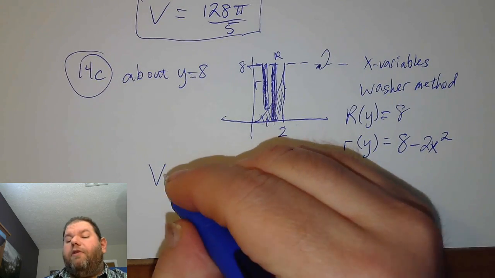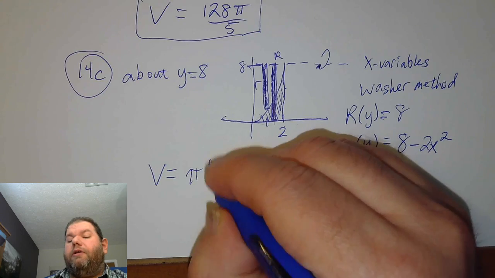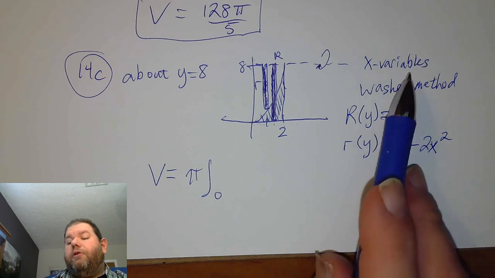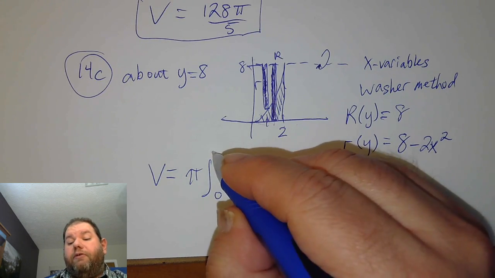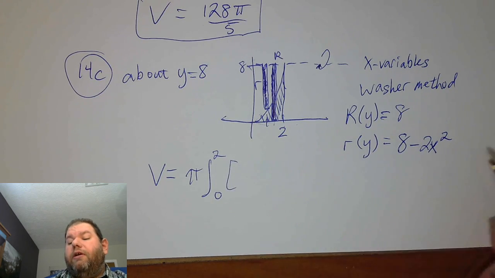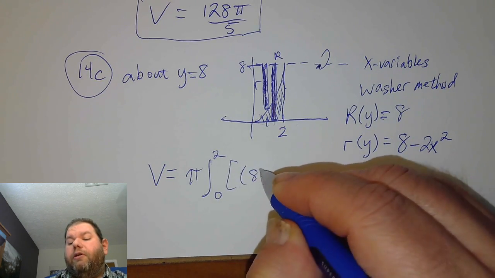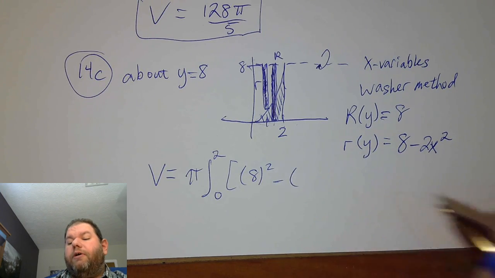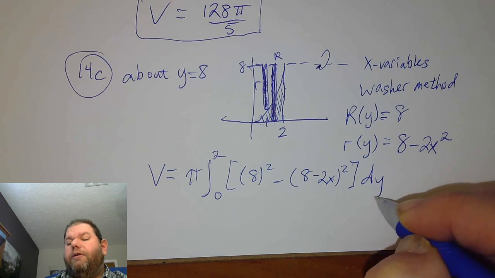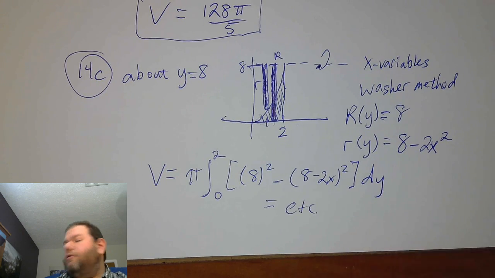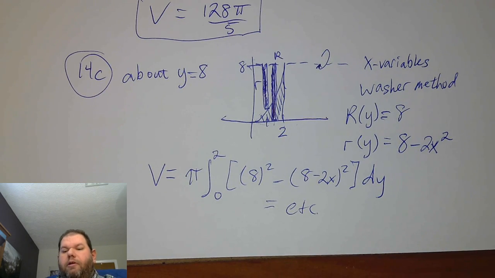So now we set up V equals pi integral, and again, because we're working with our x variables, we're going to use x equals 0 to x equals 2 as our limits of integration, and then we'll take capital R of y squared minus little r of y squared dy. I'm not going to complete that integration because we're just working with polynomials, so it's pretty easy to integrate. So I think you understand it from there.